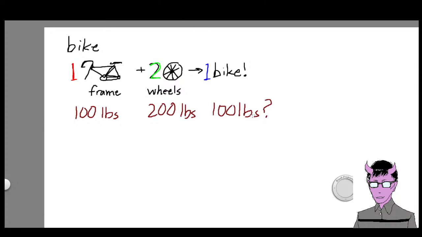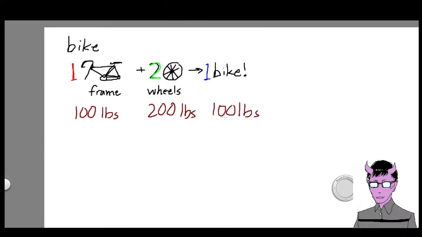And by the way, I'm framing the question so you could already tell that that's absurd. That's definitely wrong. Because number one, the bike frames themselves are already 100 pounds. Shouldn't they weigh more now that you're attaching wheels to them? And yes, that is the answer. But there's more to it than that, of course.